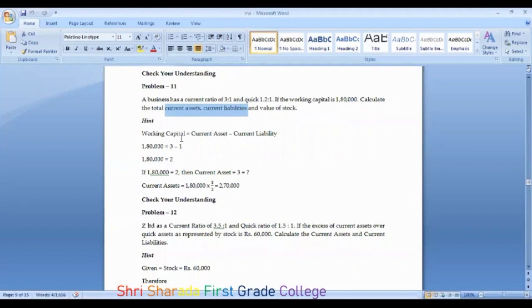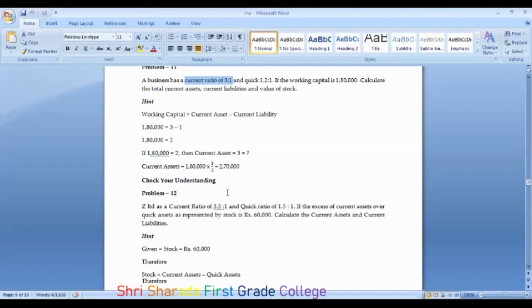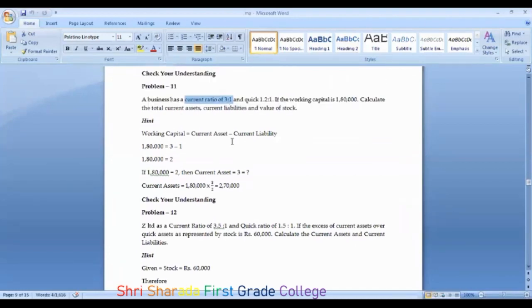The working capital formula is current assets minus current liability. So 1,80,000 as working capital is given. I told you whenever there is a current ratio of 3:1, 3 goes for the current assets and 1 goes for the current liability. So 3 minus 1 gives you 2. If 1,80,000 is for the ratio 2, then what will be the current assets for 3? So cross multiply, and you'll get the current assets. In the same way, proceed for the current liability.